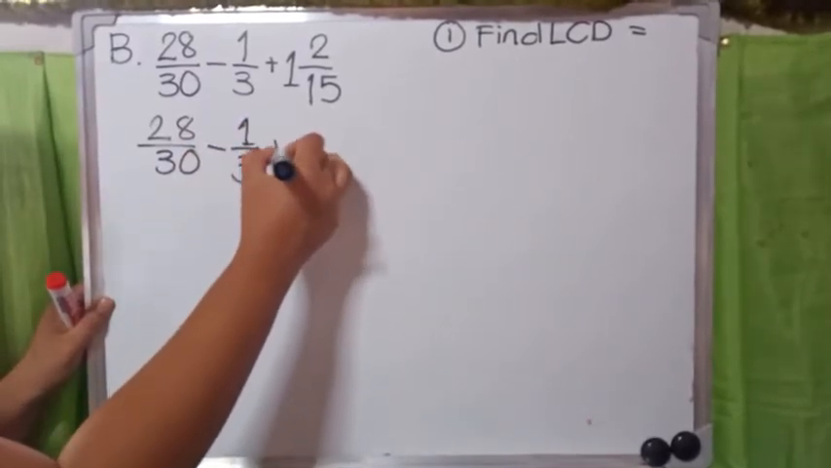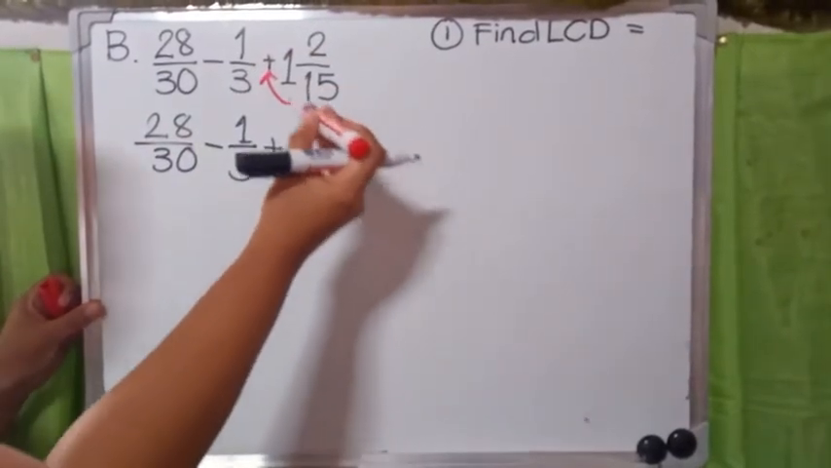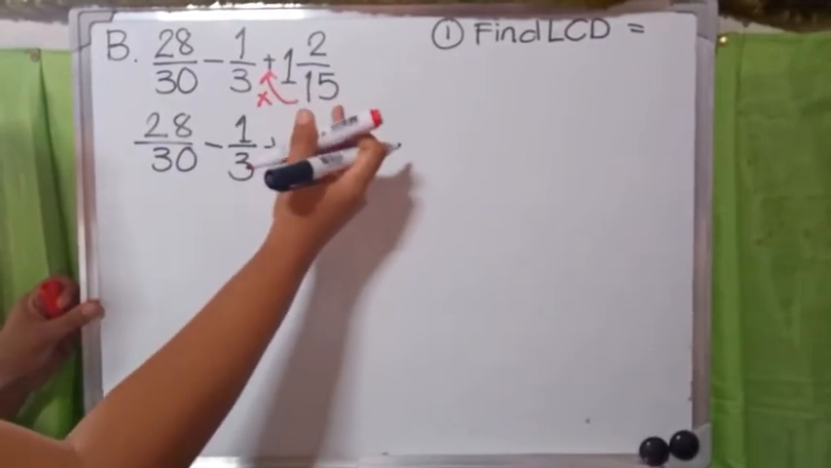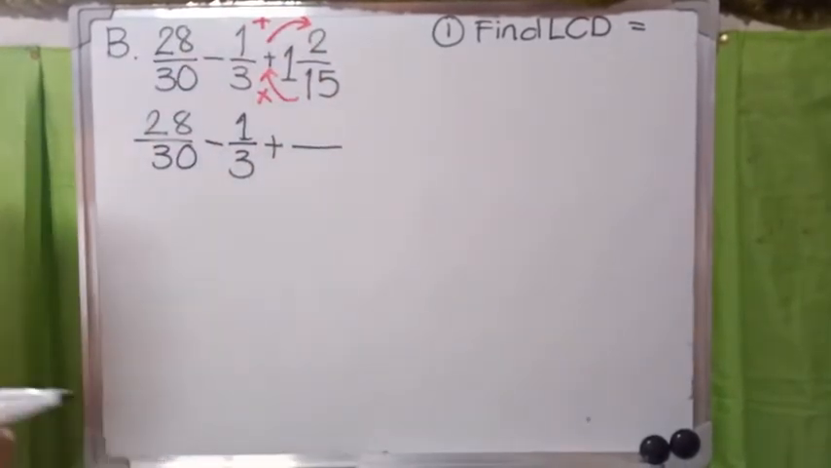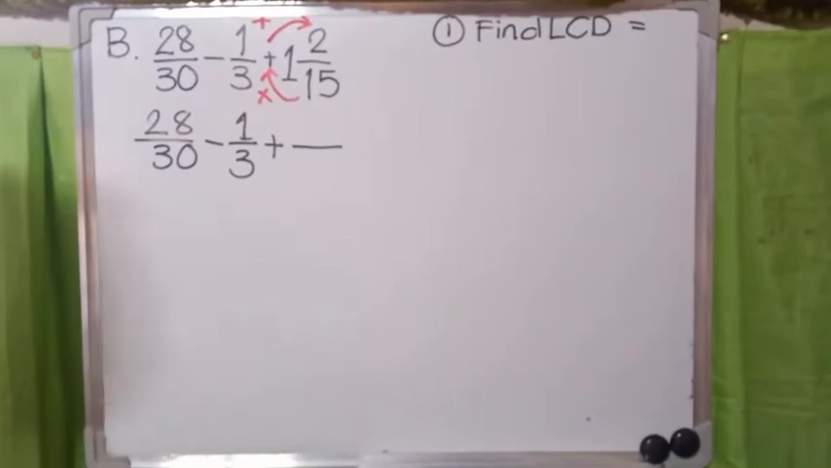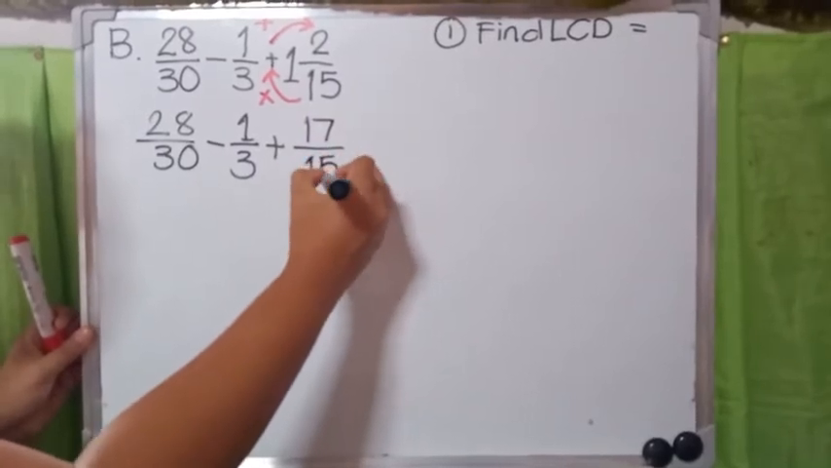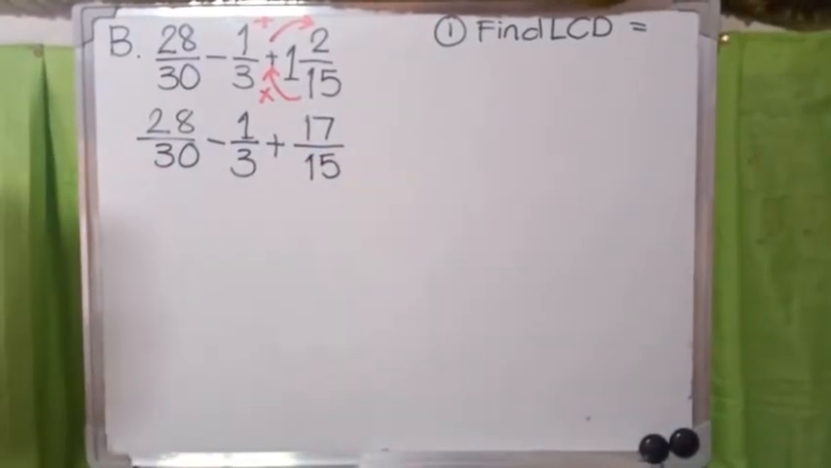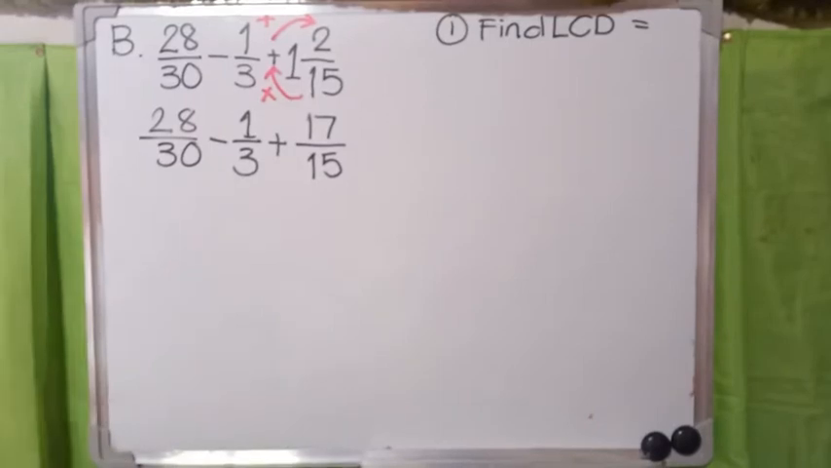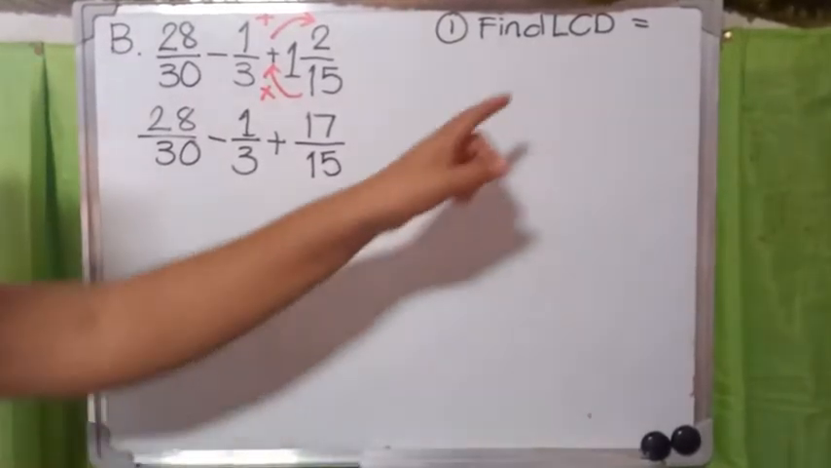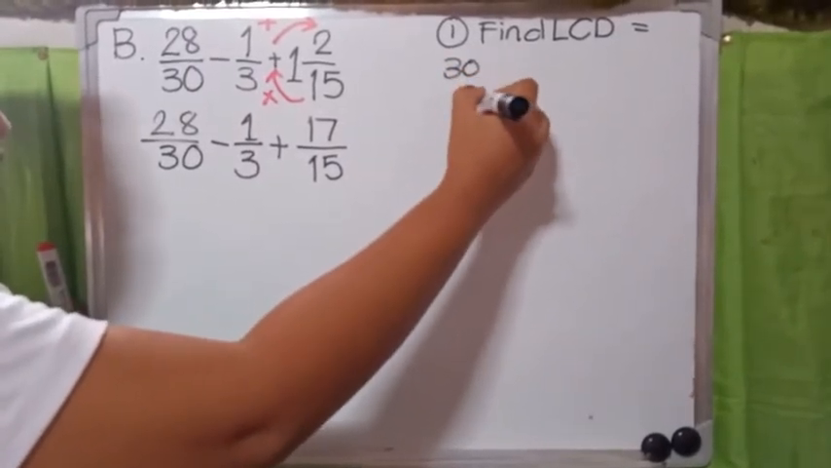1 third plus. In converting a mixed number into an improper fraction, first we multiply the denominator by the whole number, then add the numerator. So 15 times 1 is 15, plus 2 is 17, and do not forget to copy our denominator, 15. Now we have fractions with no more mixed numbers. So we need to find our LCD of 30, 3, 15.